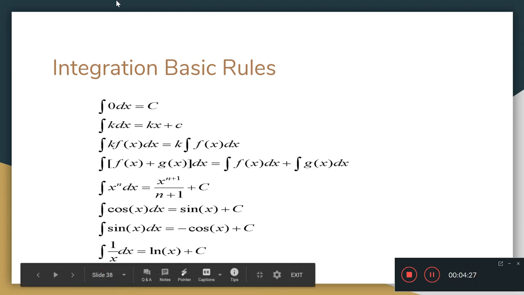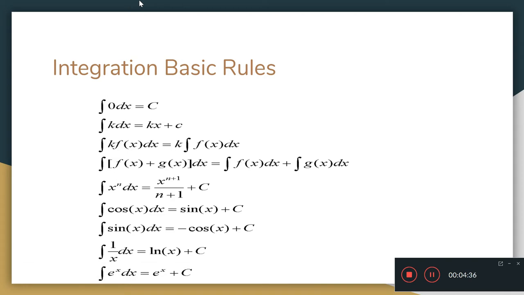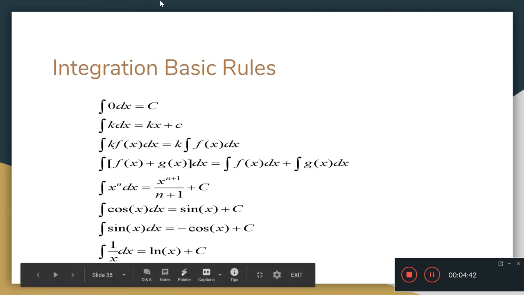Okay, the integral of cosine is sine. If you think about, again, this is the reverse of what we learned for derivatives. When we took the derivative of sine, we got cosine. So integration is the inverse process of taking a derivative. The integral of sine is negative cosine plus a constant.